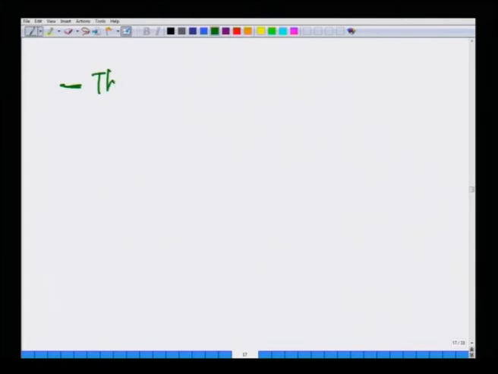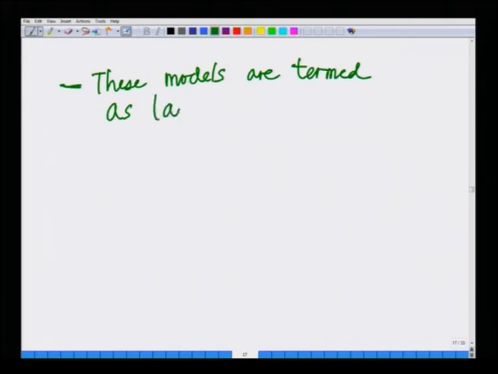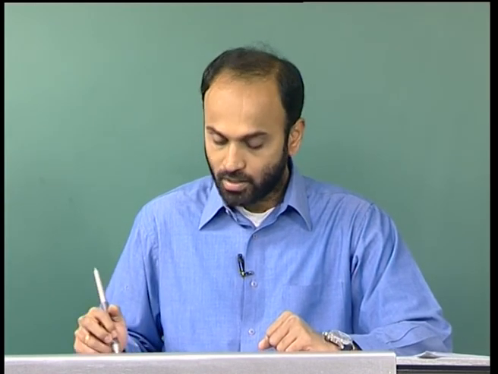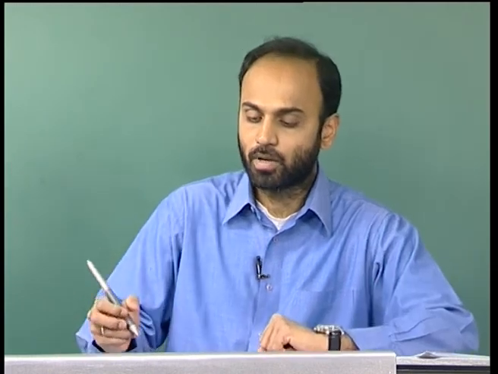These models are termed as large scale propagation models. We will start looking at some of these propagation models to characterize the received signal strength in a wireless communication system. So, let us start with the basic model, which is the free space propagation model.